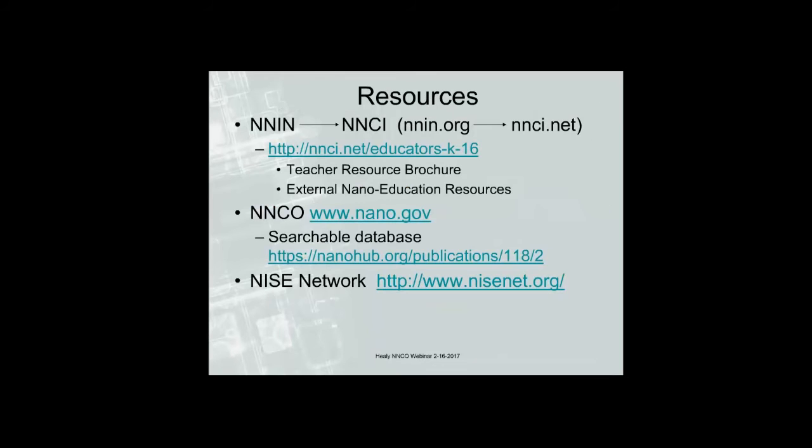So, resources. NNIN is a website still up and running, but it will be going away. On that website, I said we've got about 100 lessons. We also have something called our reference sheets. We have reference sheets for chemistry, physical science, physics, genetics, and biology. Essentially, it's all the formulas and information that students need in those courses.